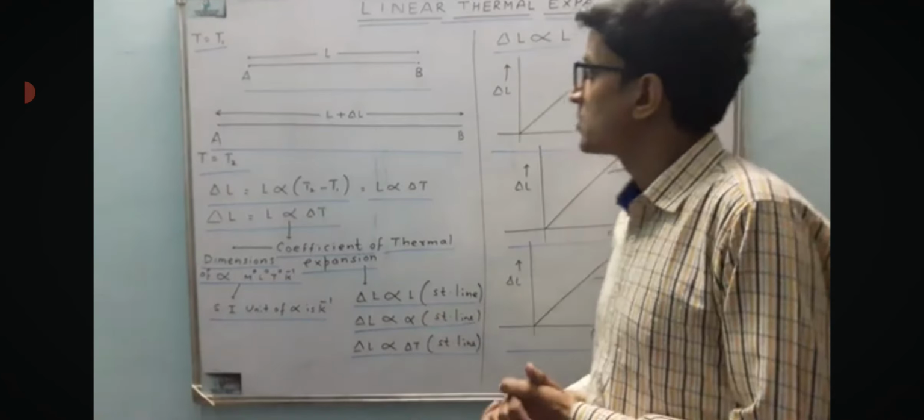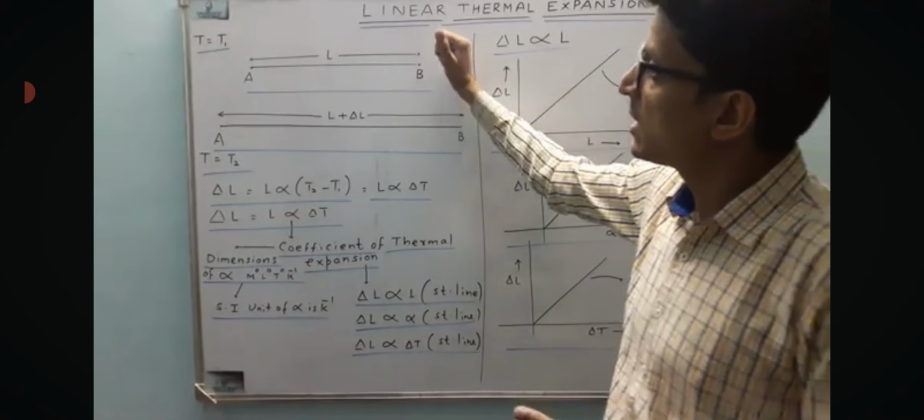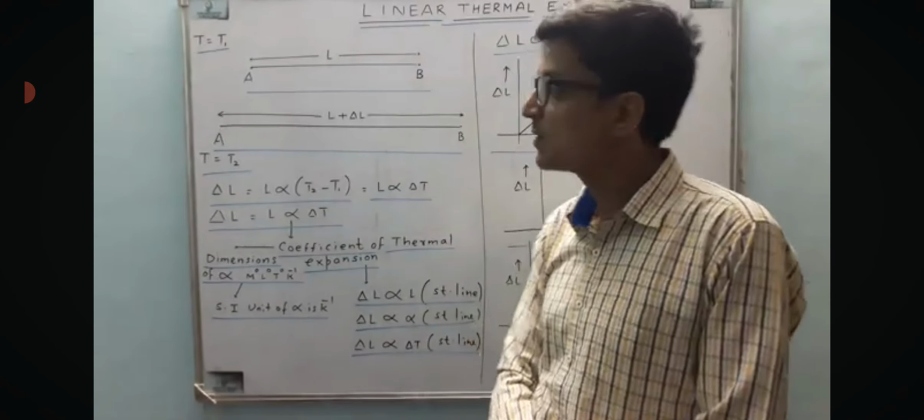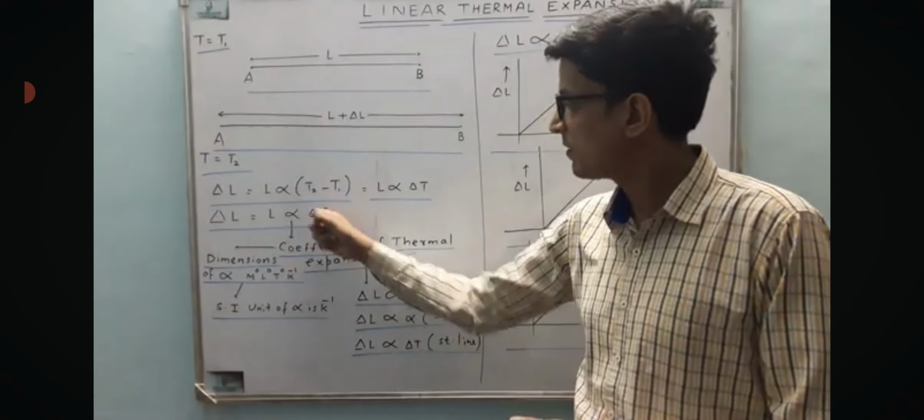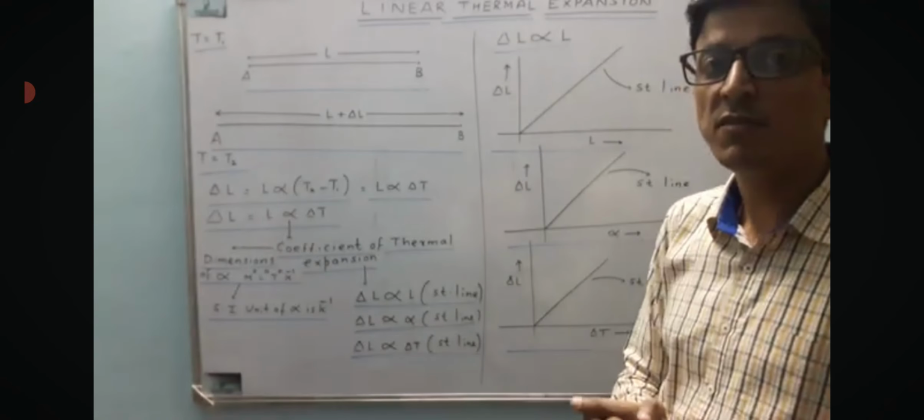So suppose that there is a rod of length L and the temperature is T equal to T1. So if you increase the temperature to T2, its length will change. Suppose the final length is L plus delta L. So we have a mathematical relation that delta L is equal to L alpha into T2 minus T1, which is L alpha into delta T. So delta L is L alpha delta T, where alpha is called coefficient of thermal expansion. It has got dimensions M0 L0 T0 K minus 1, and SI unit is Kelvin minus 1.